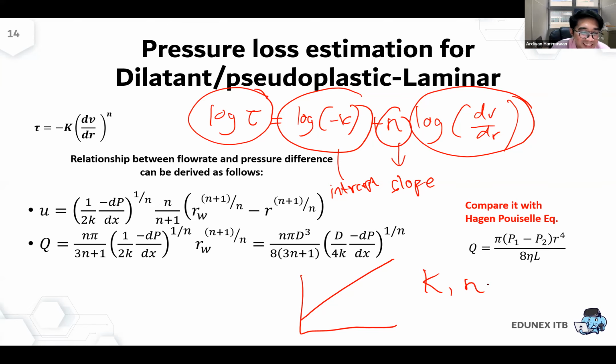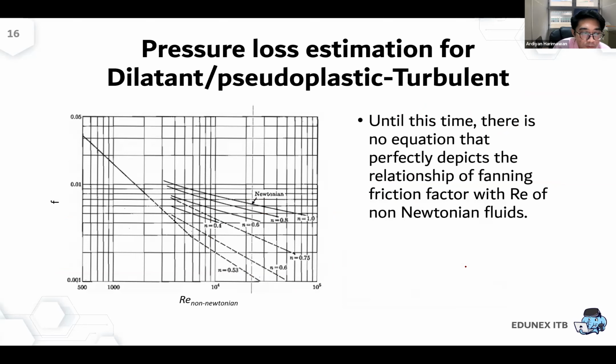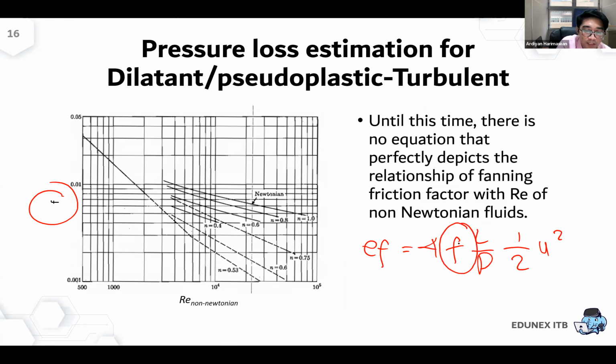Any question until this part? If you have the value of K and n, you can use this equation. Okay, any question? I hope it's not too complicated. Then you can calculate the average velocity, and then you can calculate Reynolds number, and then you can use certain graph which can be applied to your system to calculate F. If you can calculate F, then you can use this one. The equation remains the same, just a correction in F.